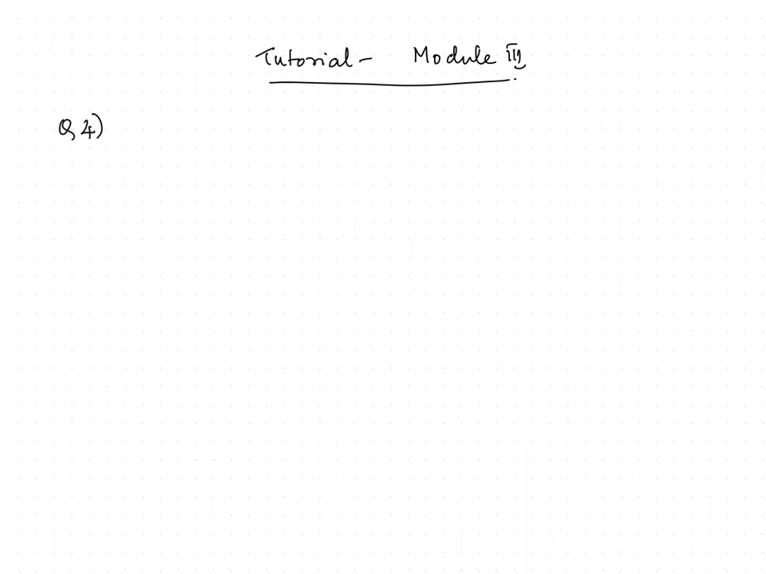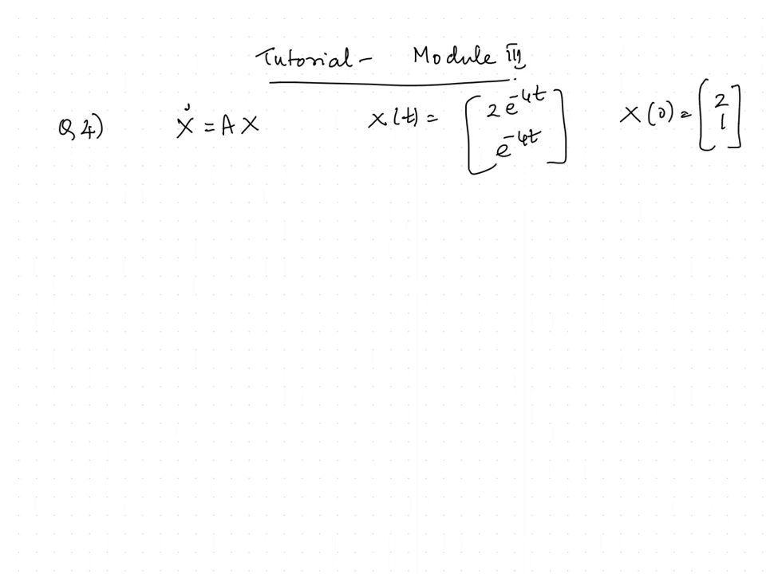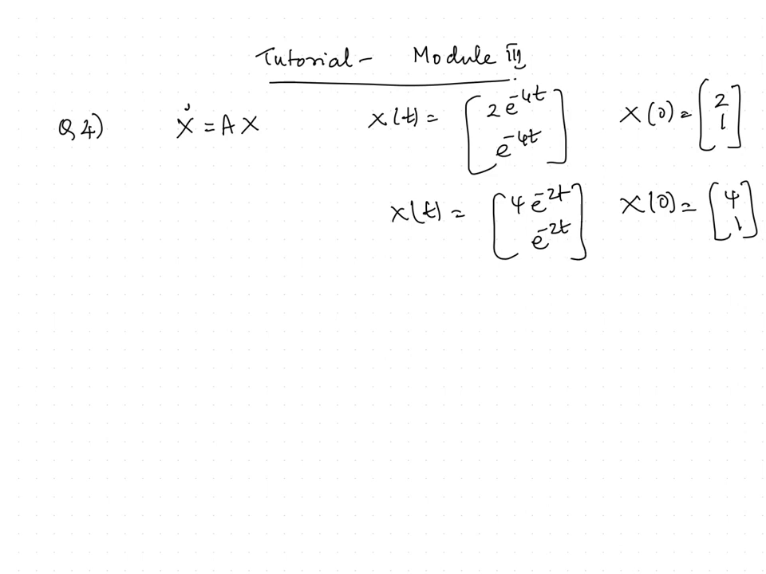Here a system is represented by x dot equal to Ax, and its response for two different initial conditions are given. That is, x of t is equal to [2 e raised to minus 4t, e raised to minus 4t] when the initial condition is [2, 1]. For another initial condition x0 equal to [4, 1], the response is given by [4 e raised to minus 2t, e raised to minus 2t]. It is asked to find the state transition matrix as well as matrix A.